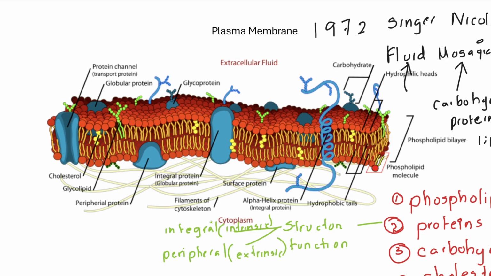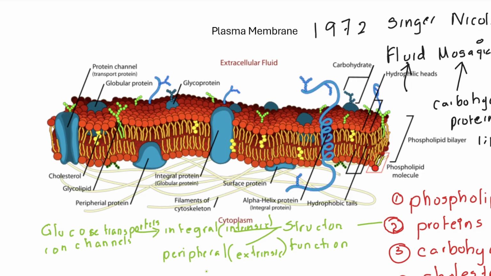Integral proteins are the proteins which are deeply embedded in the lipid bilayer. Some span across the plasma membrane like this. These are integral proteins. It plays a major role in transport and signal communication. The examples for the integral proteins are glucose transporters and the ion channels. Like this.